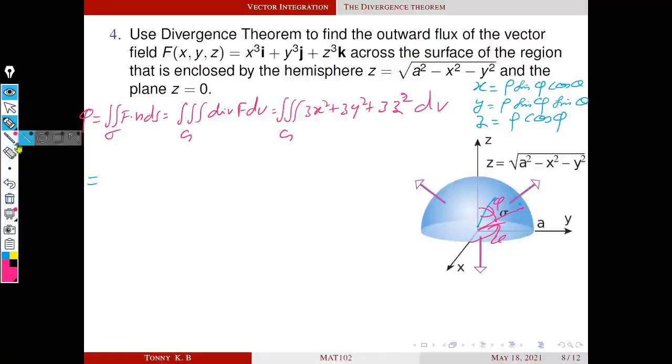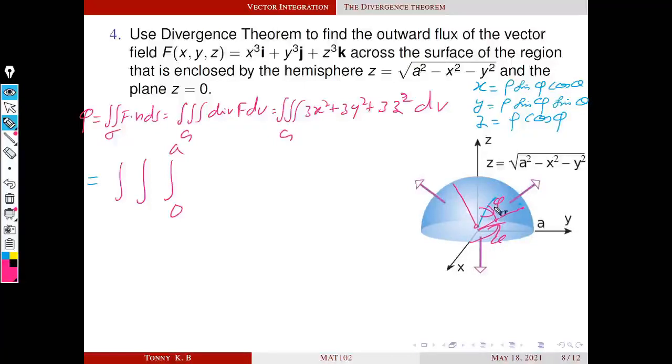So in this case, what about rho? Rho should vary from 0 to the radius, and we know that the radius of the sphere is a. So we have to set up this integral, and rho varies from 0 to a.